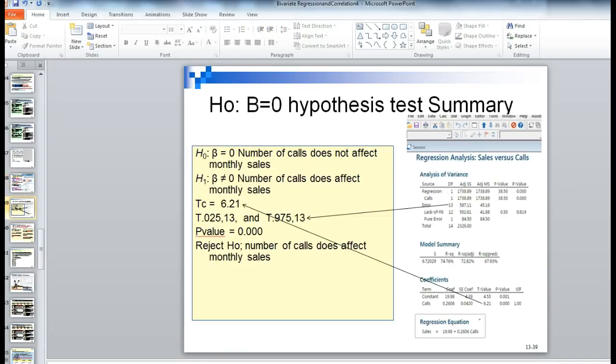All right, so there's our hypothesis test, and this is really all we need for the hypothesis test. Number of calls does not affect sales. Number of calls does affect sales. My t computed off of the Minitab output. The t table value, .025 and .975 with 13 degrees of freedom, n minus k minus 1. That is always going to be n minus k minus 1. My p-value right off here. Right next to the t is always its own p-value. It's on the same row. That's how we got that 0. And p-value less than alpha, reject.